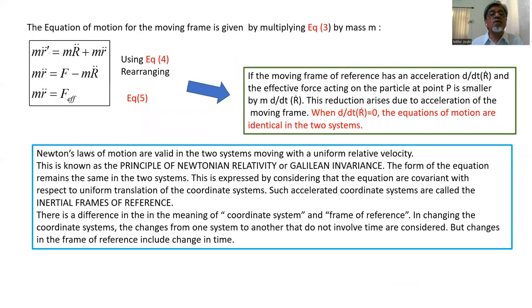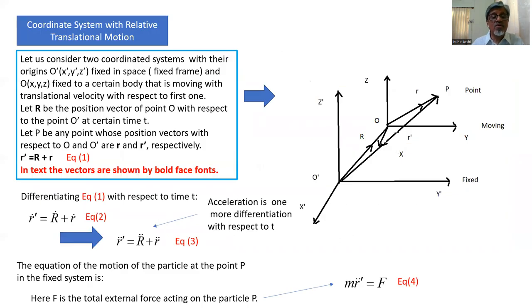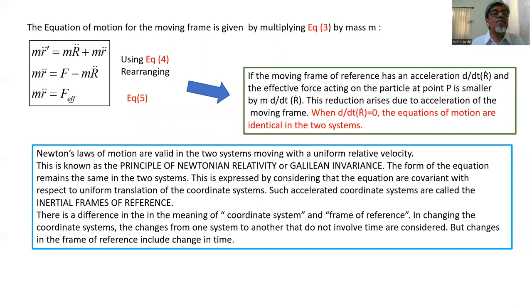Now the equation of motion for the moving frame is given by multiplying equation number three by mass. So equation number three is only multiplied by mass. So m r double dot prime is equal to m capital R double dot plus m small r double dot. And if we try to rearrange it, m r double dot is equal to F, and that is represented by m r double dot prime minus m capital R double dot. So this is just rearranging the equation.